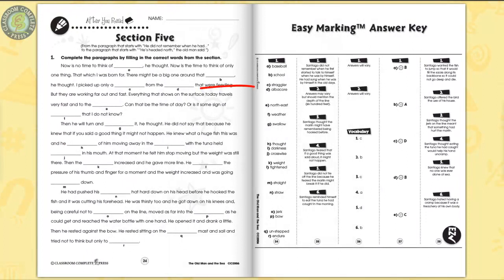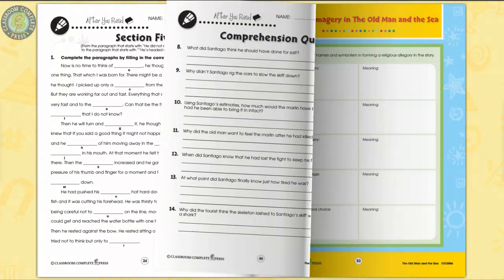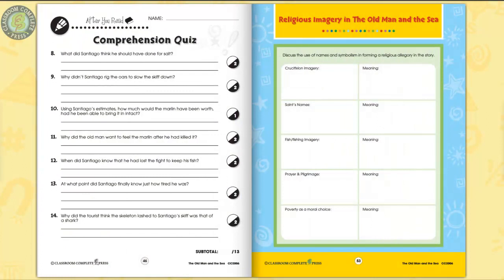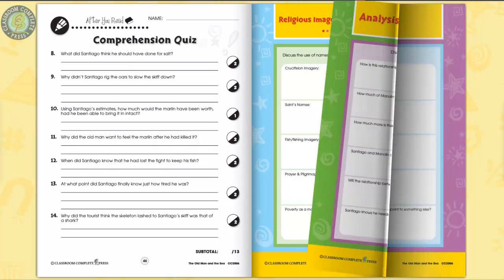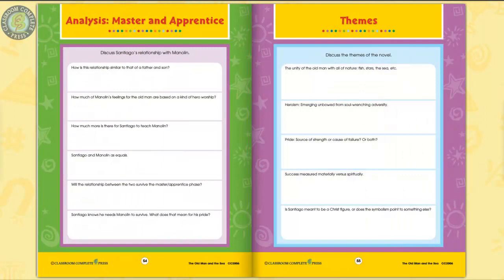The easy marking answer key works by lining up perfectly with the matching question pages. 3 color posters, which are graphic organizers, complete the resource. Students create a link between the unity of the old man with all of nature.